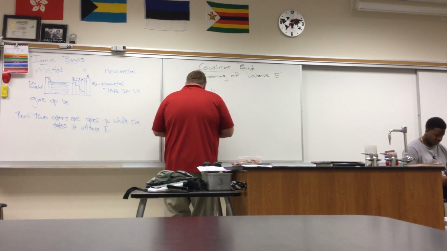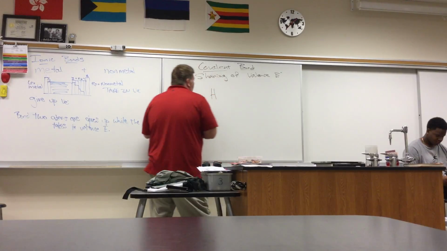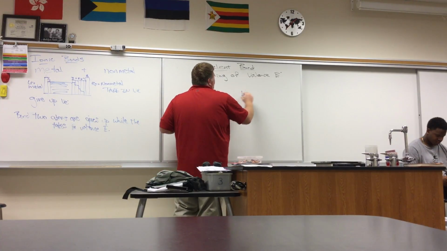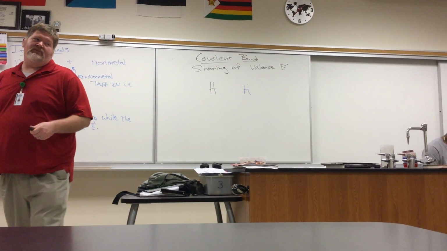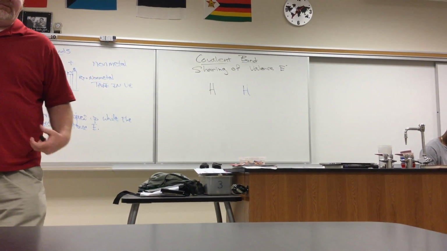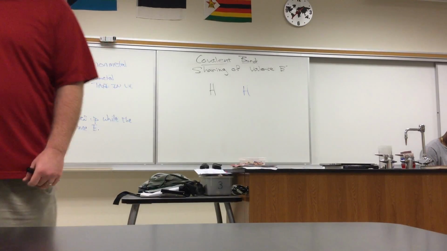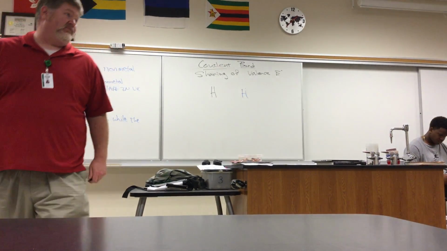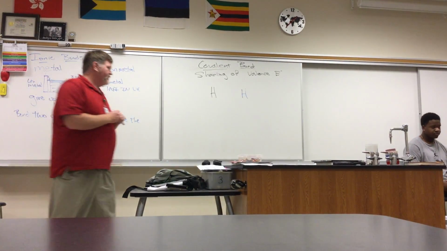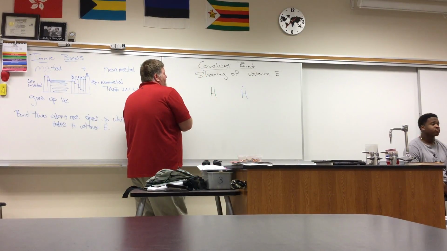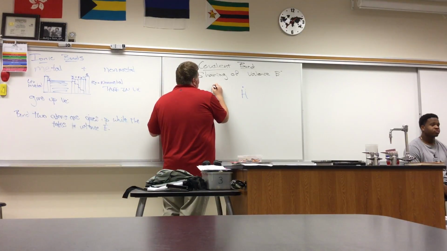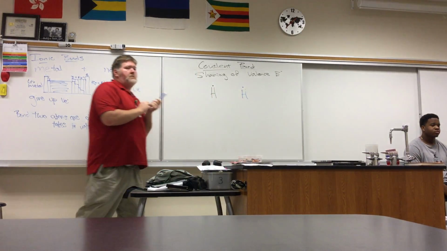I have hydrogen. I'm drawing one in black marker and one in blue marker. Hydrogen is an easy one to talk about because it's the best one to talk about. Why is it easy to talk about? How many valence electrons does hydrogen have? It's got 1. So this blue hydrogen has 1 blue dot. This black hydrogen has 1 black dot.